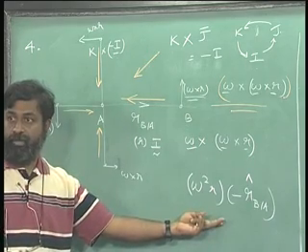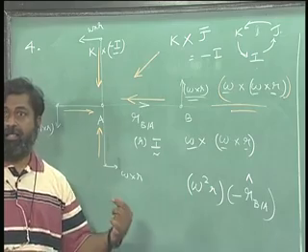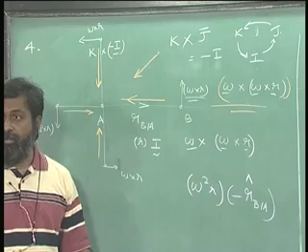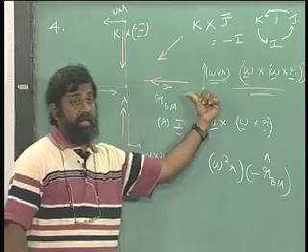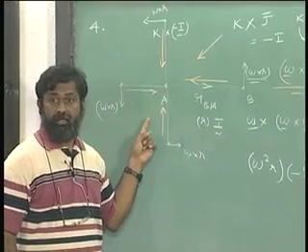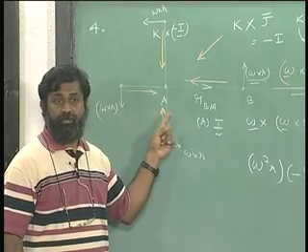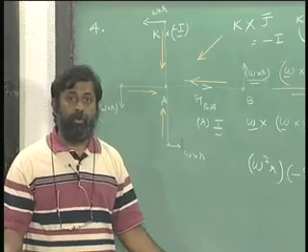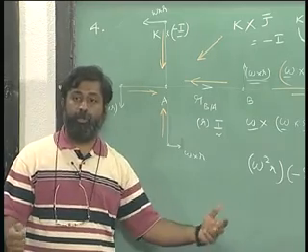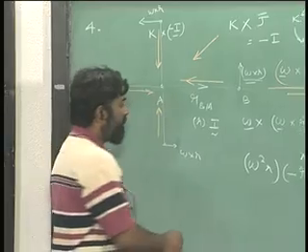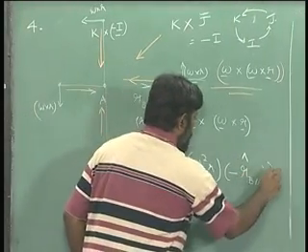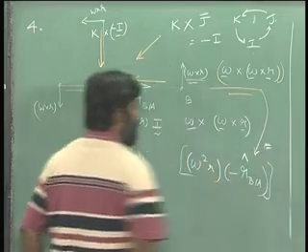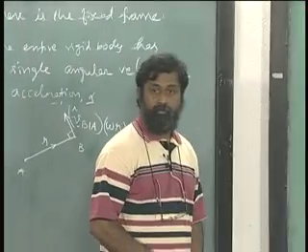Again, this is a useful tip. All you have to know is that this particular component is directed towards the center of the rotation, which in this particular case is A. It is pointing from B to A. Is this clear?